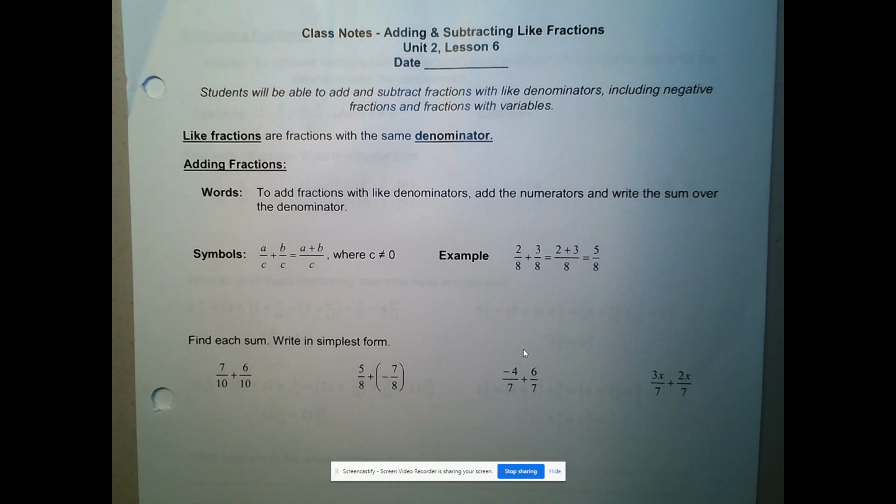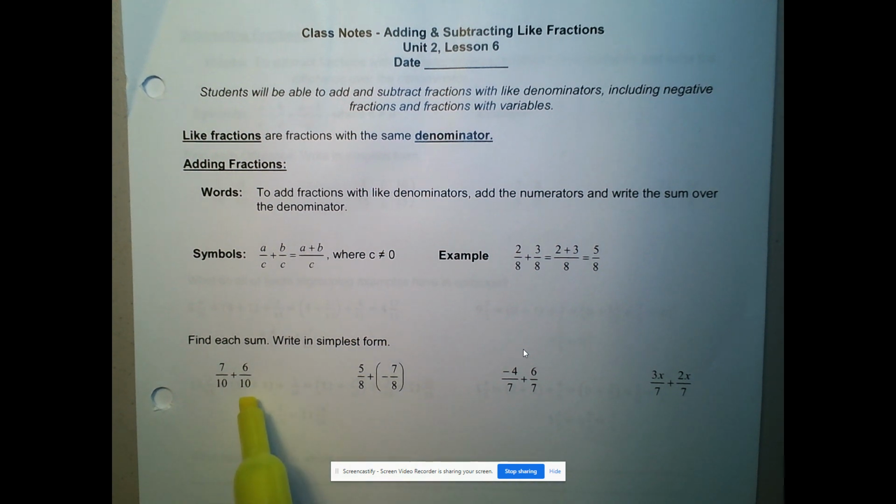First of all, the definition for like fractions is fractions that have the same denominator. When we add fractions with like denominators, we add the numerators and then write that sum over the denominator. The denominator is really just giving us a size. What's the size of something? The numerator is telling us how many of that thing we have.